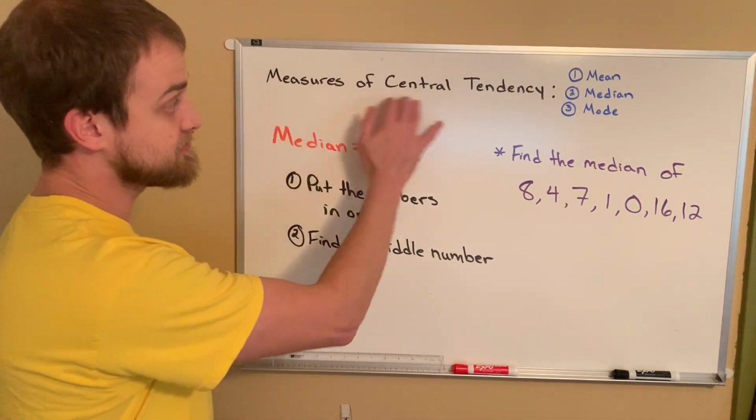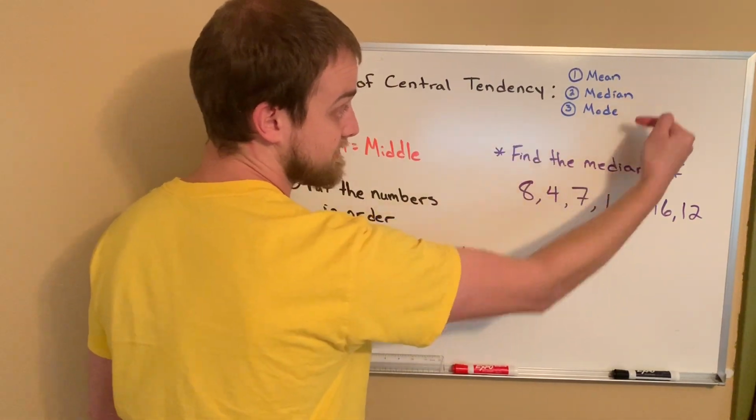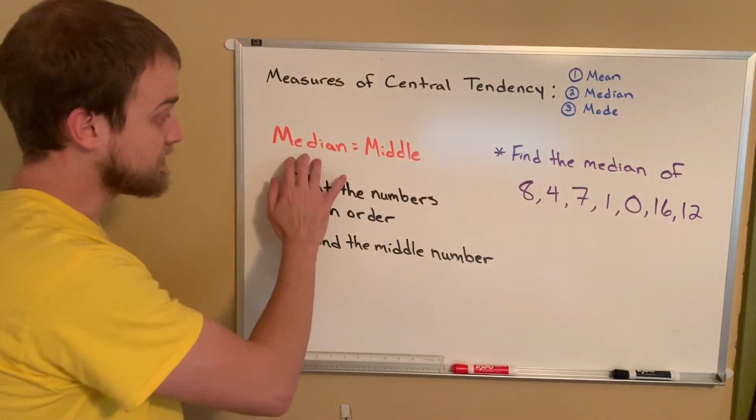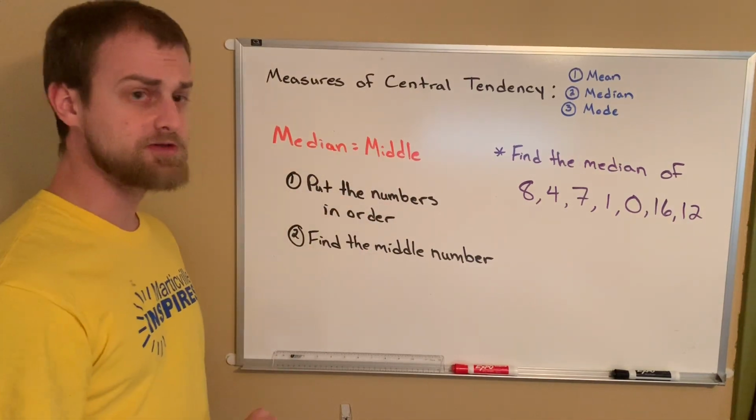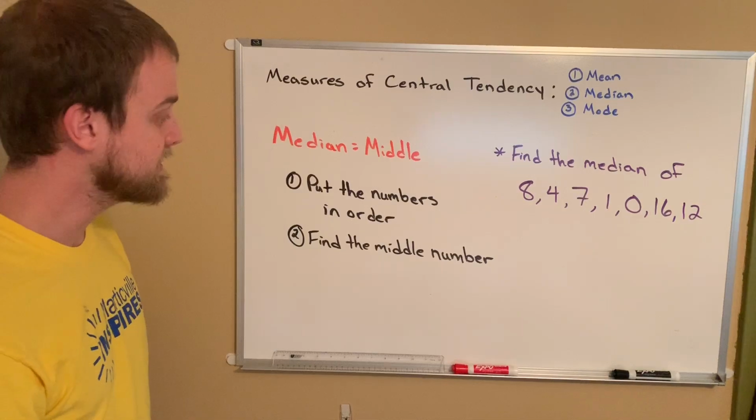We've been talking about the measures of central tendency. Remember, the measures of central tendency are mean, median, and mode. Today I want to talk about median, and a word that we often use to describe median is the middle number or the middle value of our data set.